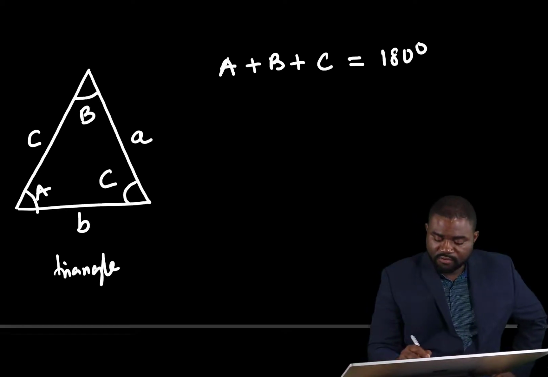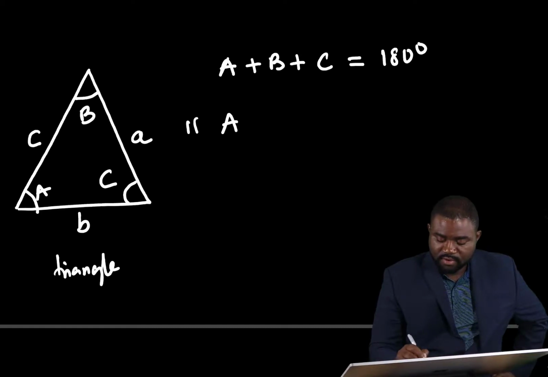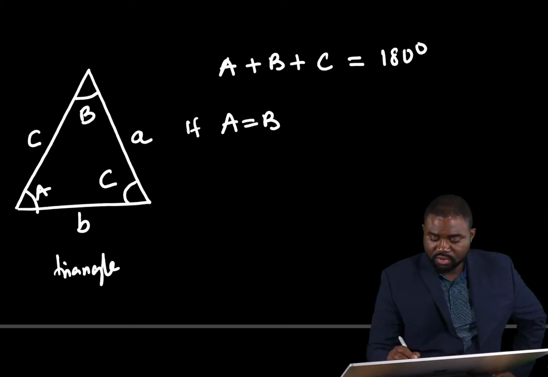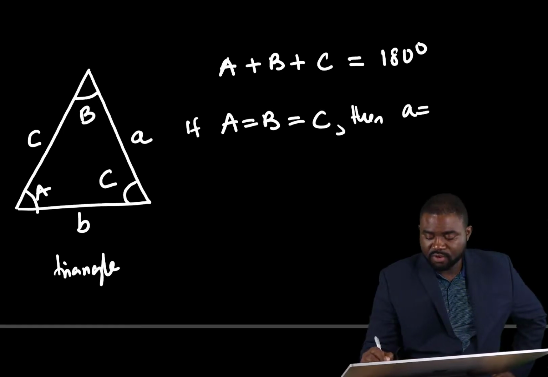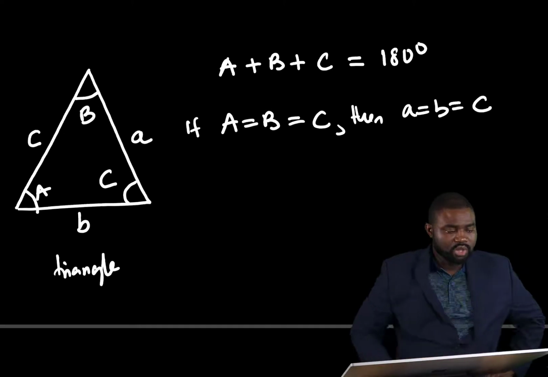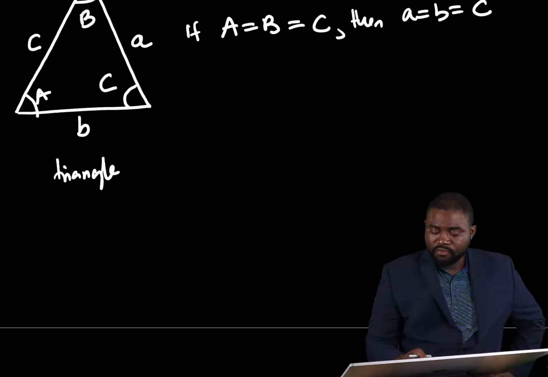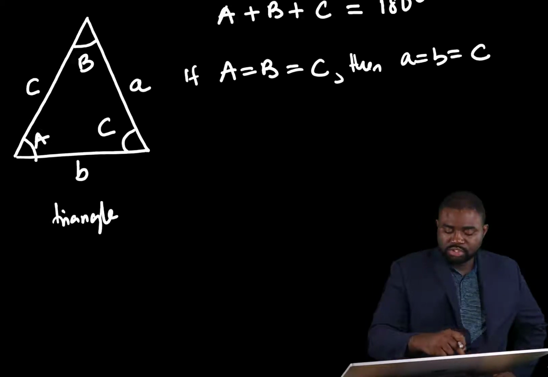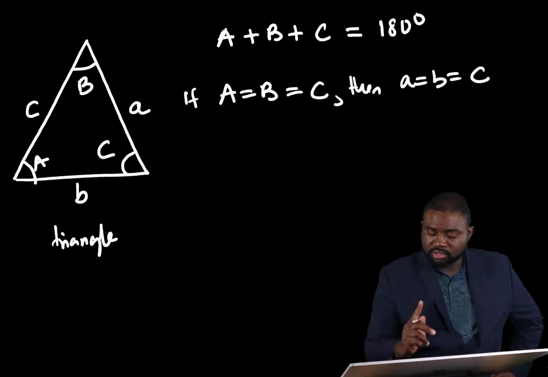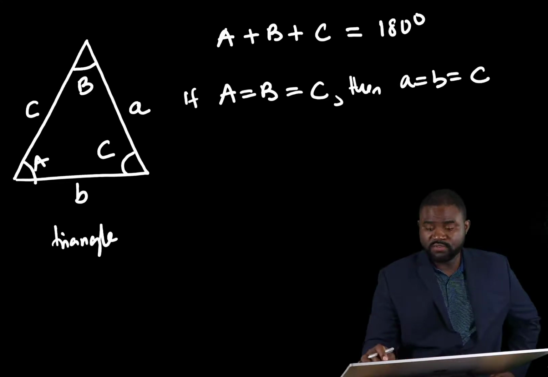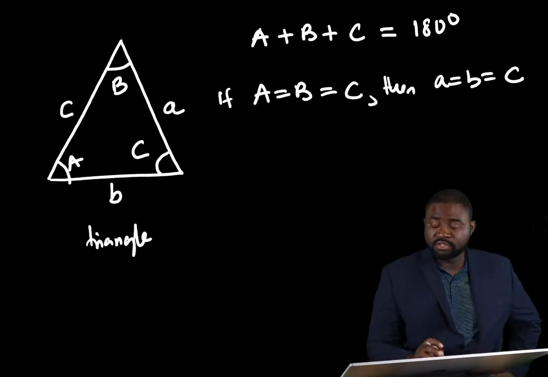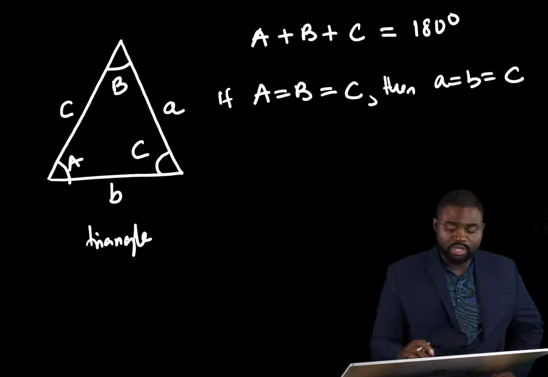Now, if A is equal to B, which is equal to C, then the corresponding sides will also be equal. So this triangle, take note that there is an intrinsic relationship that exists between the angles and the sides. If all the interior angles are equal, then the sides will also be equal.